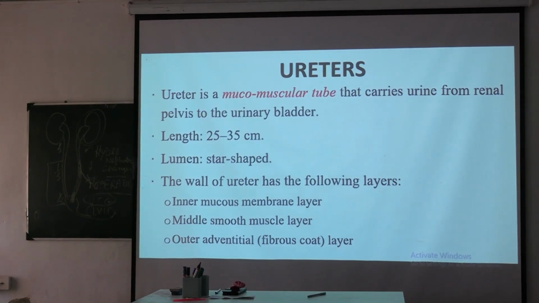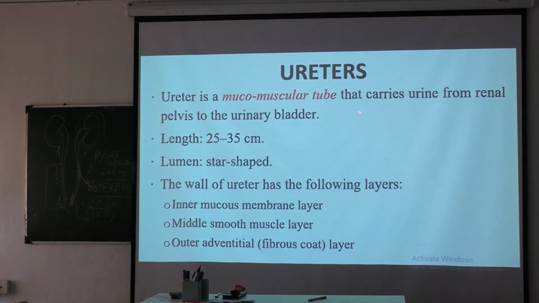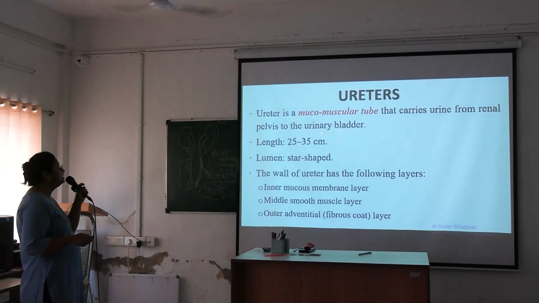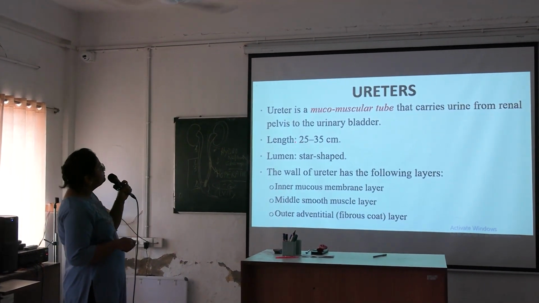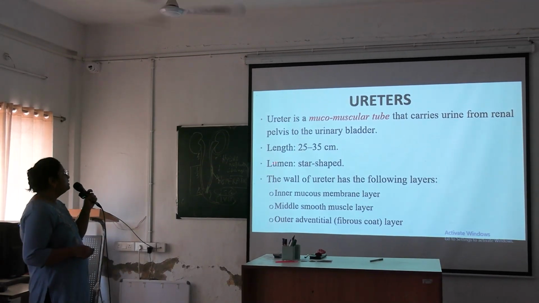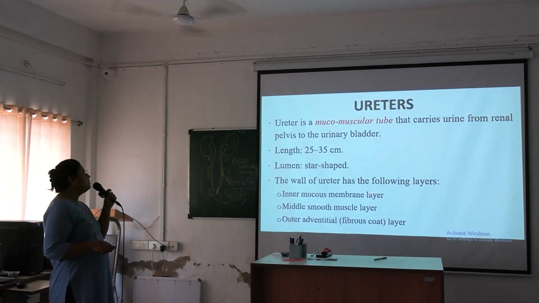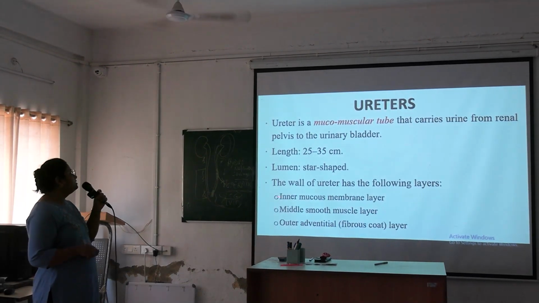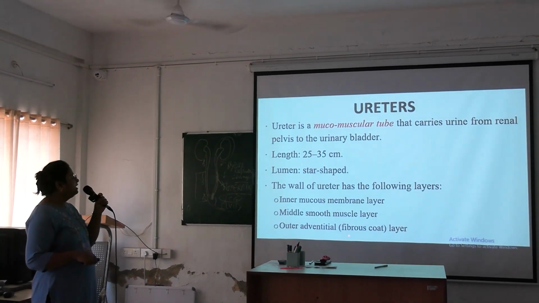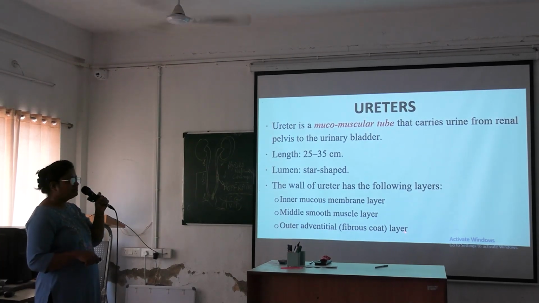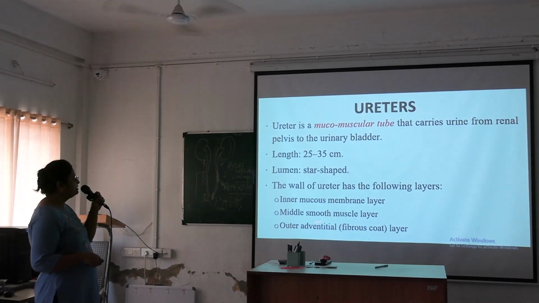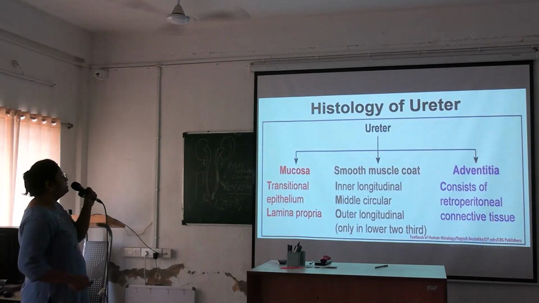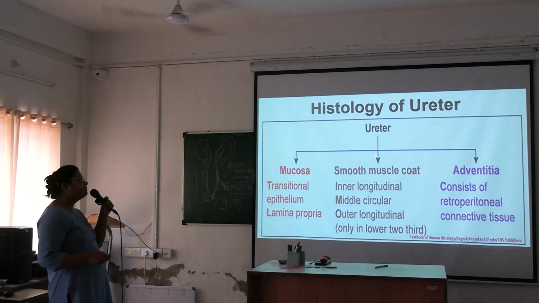Okay. So, ureter is a mucomuscular tube that carries urine from renal pelvis to the urinary bladder. Length is 25 to 35 cm. Lumen is star-shaped. Wall of the ureter has three layers: inner mucous membrane, middle smooth muscle layer, and outer adventitia or fibrous coat layer. So these are the three layers in the wall of the ureter. This is the histology of ureter.